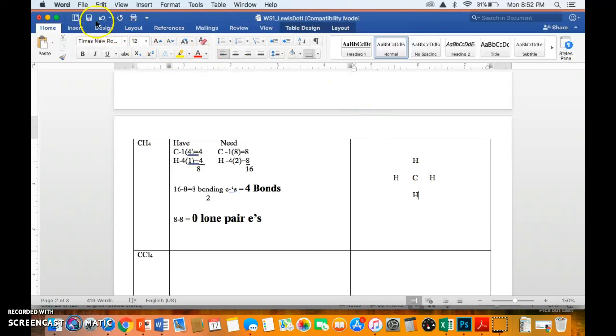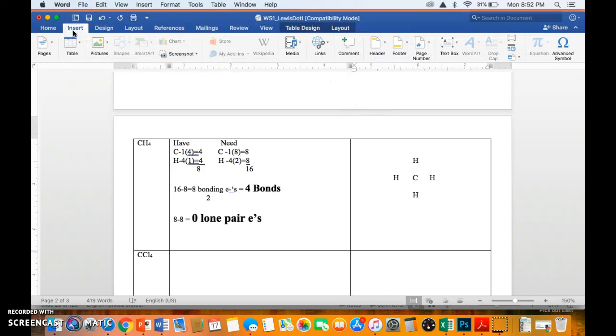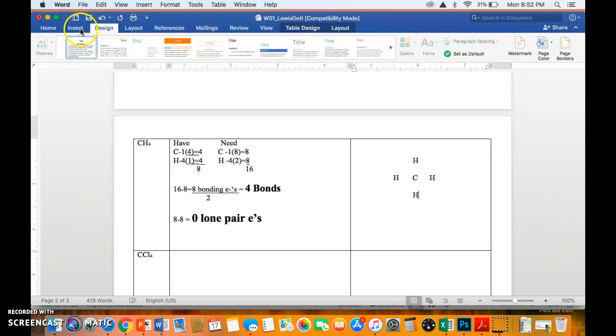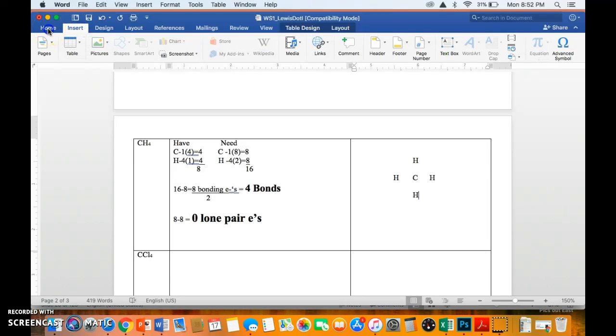Now I need to add 4 bonds. So to add 4 bonds, I'm going to use lines. I'm going to add lines to represent the bonds that form between carbon and hydrogen.